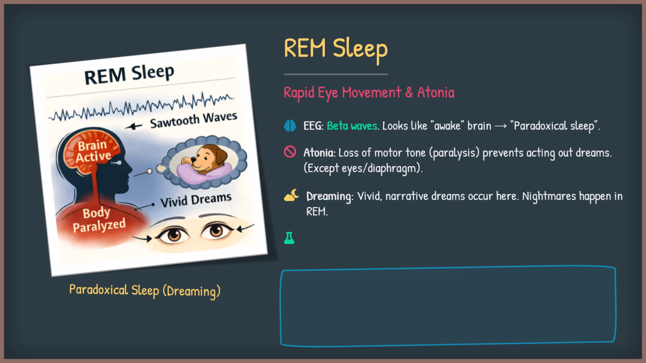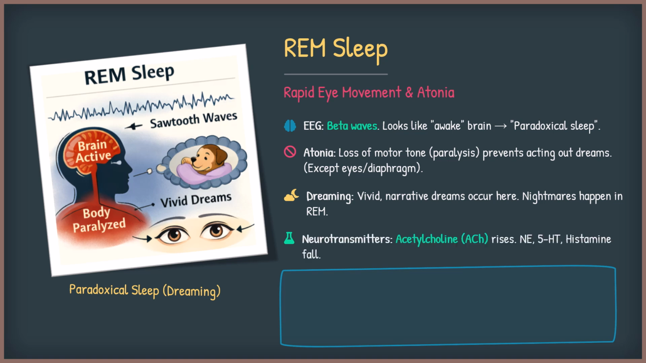This is when nightmares happen. And this is super high yield for exams because they might ask you when someone's having a nightmare, what stage of sleep is it? It's REM sleep. If they're acting out a night terror, then that's N3. You need to know the difference between night terrors and nightmares.